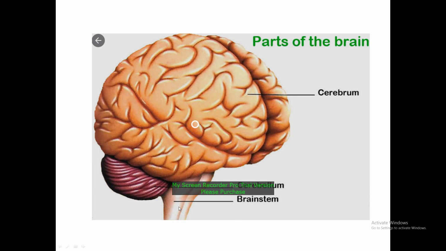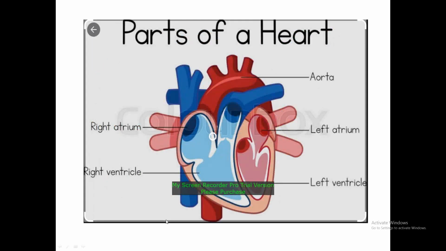The heart. Heart pumps the blood which circulates throughout our body. It is the size of our fist. It is located at the left side of our chest. It has 4 chambers: right atrium, right ventricle, left atrium, left ventricle.